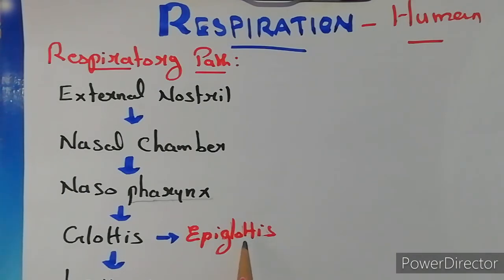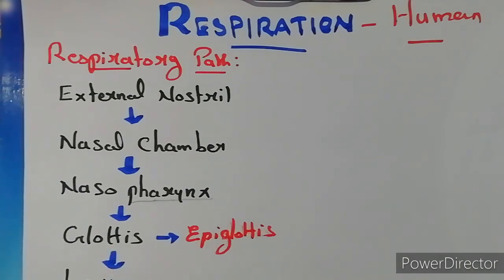What is the use of this epiglottis? This also we have already said. The pharynx is a common part where air comes, and meanwhile food also comes, right? So when we swallow food, the epiglottis will close the glottis, the hole, so the food doesn't enter into the larynx.